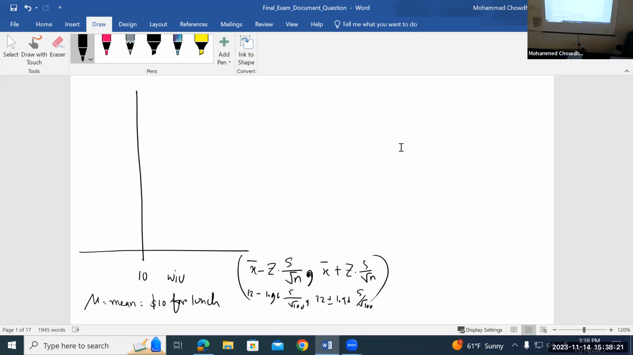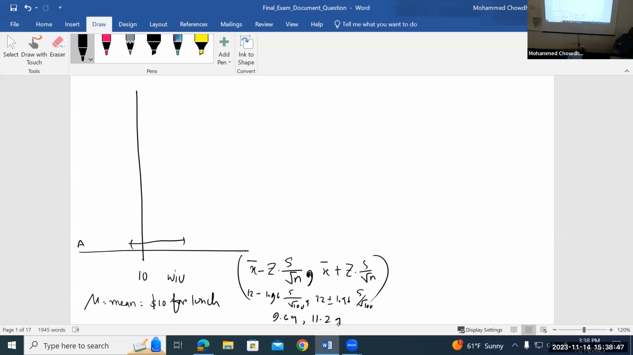Suppose this comes out to 9.69 and the other comes out to 11.29. So this is the value we got: 9.69 and 11.29. Are you understanding? This is her confidence interval. Suppose her name is A.